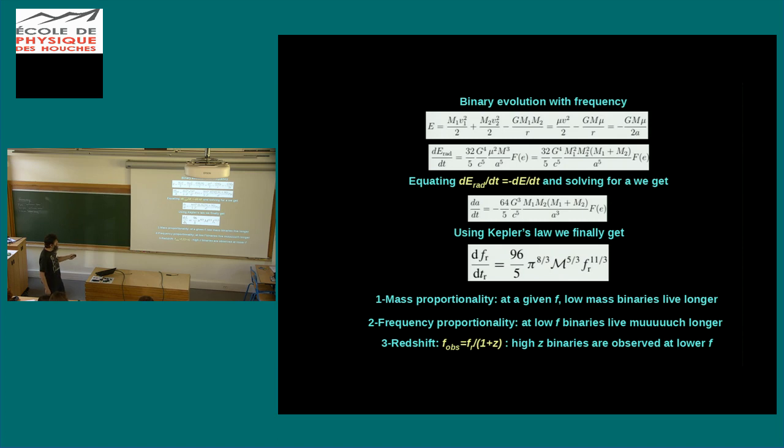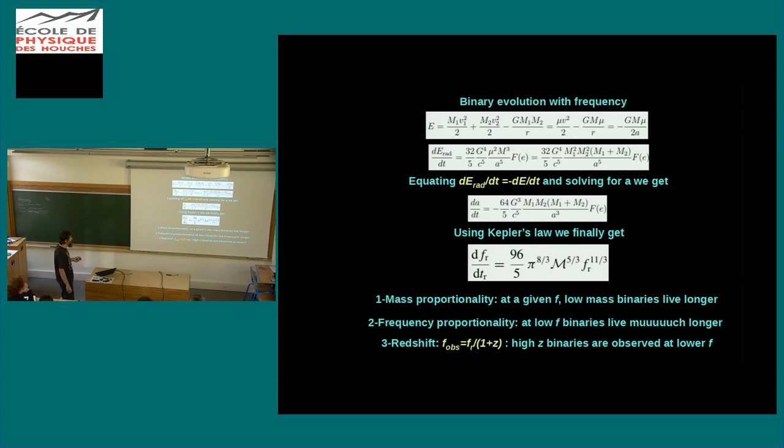But now you can change variable from the semi-major axis to the frequency, and you get this other formula here, which tells you essentially the drifting frequency of a gravitational wave source as a function of its parameters. This was already shown today, and I assume that you have already seen it in other classes. There are a few interesting features of this, which I'm going to use to classify LISA sources. There is a proportionality with mass to the 5/3. So at a given frequency, low mass binaries live longer, because their frequency drift in time is smaller. So smaller binaries live longer in band, or live longer at a given frequency.